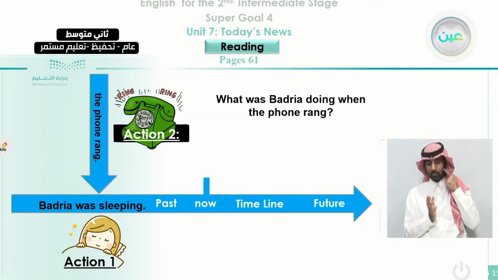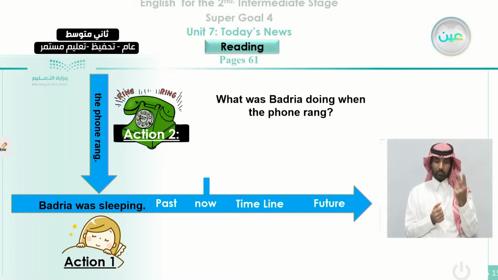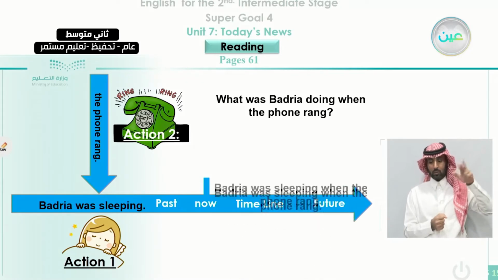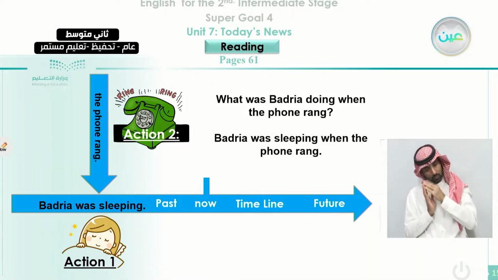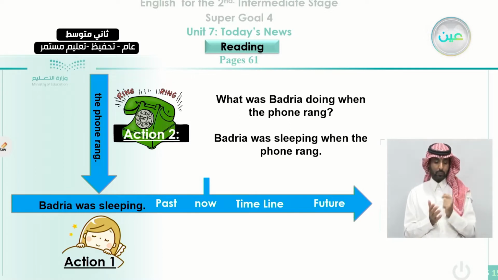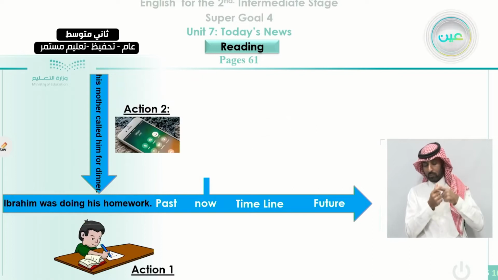Okay, when we ask about these 2 actions, we can say what was Badriya doing when the phone rang? We can answer like this: Badriya was sleeping when the phone rang. So here in this sentence we have 2 tenses. One is continuous and one is simple.